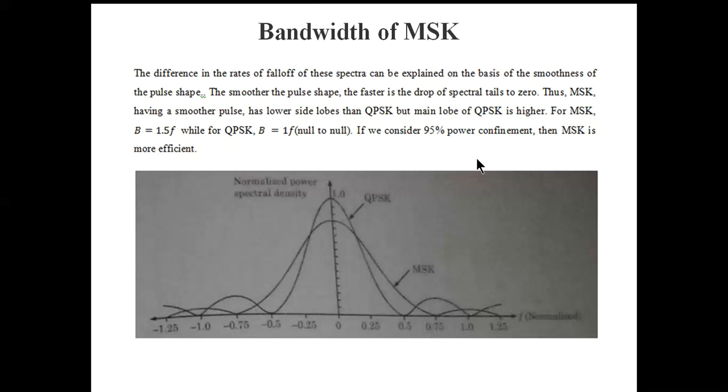Now coming to the next part, the bandwidth of the MSK. You can see that this plot shows the QPSK and MSK spectrum. Here, this one is the main lobe, and these are the side lobes. You can see that the side lobe for the MSK is very low, whereas the side lobe for the QPSK is very high. So this leads to interference and other out-of-band radiation.